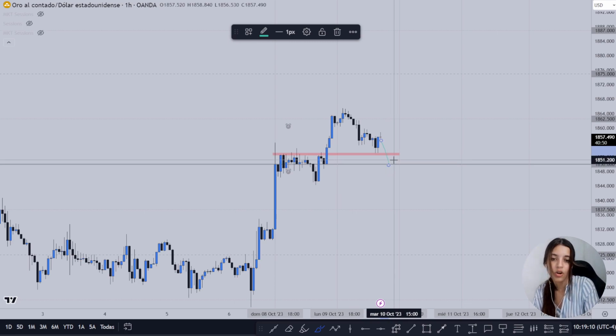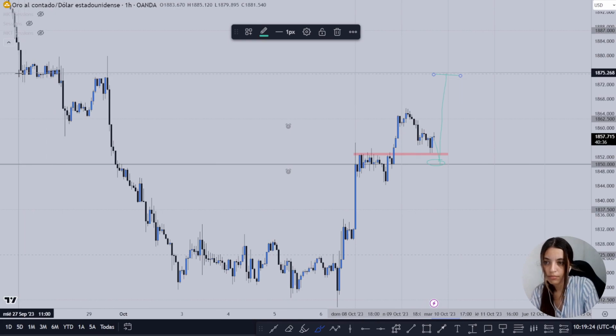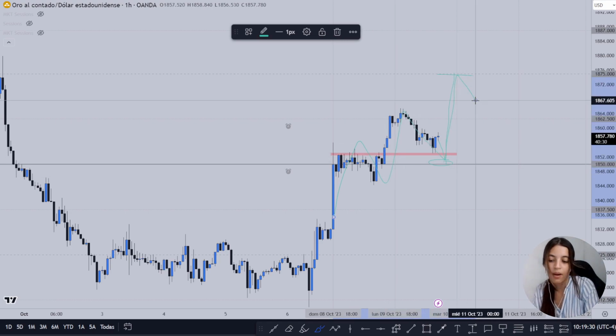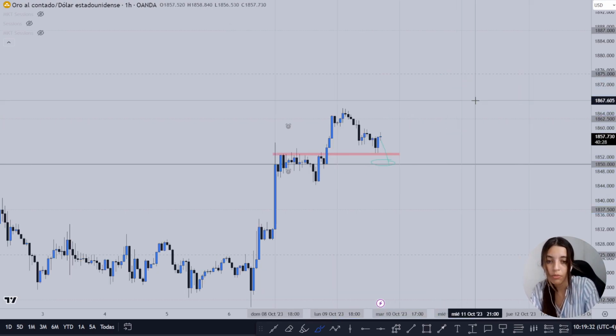If price reaches this 1850, so remember 50s and zeros, I would like to take a buy setup to my overall target, right there. Support, resistance, resistance, okay. Making a 3-drive pattern. That will be a great setup.